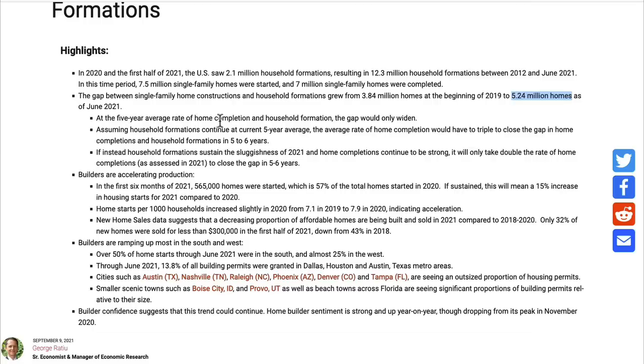At the 5-year average rate of home completion and household formation, the gap would only widen. Assuming household formations continue at the current 5-year average, the average rate of home completion would have to triple to close the gap in home completions and household formations in 5 to 6 years. So to close that gap in the next 5 to 6 years, assuming household formation continues to grow at the same rate it has over the last 5 years, you would have to triple the amount of completions from where they are now.